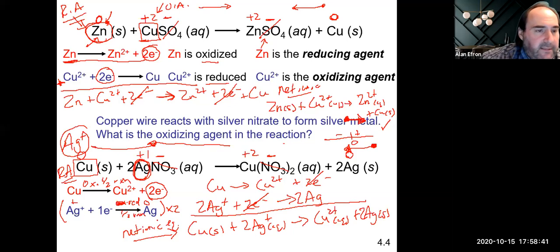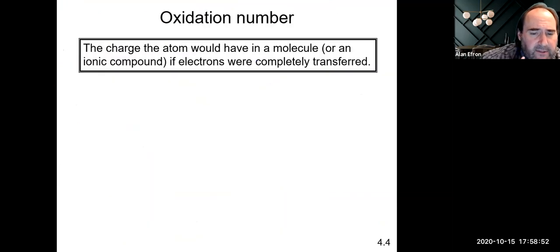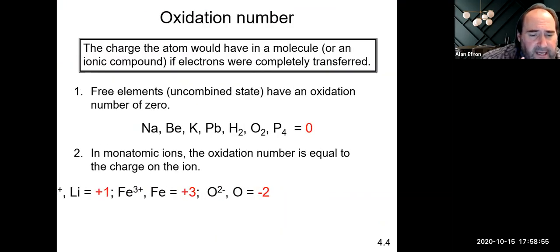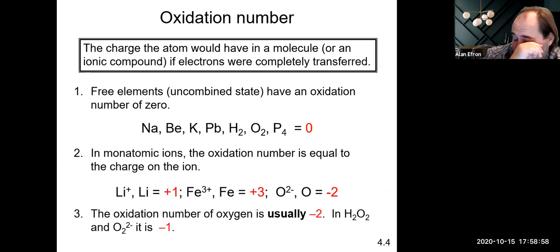So using that number line is a good way to figure out what is being oxidized and what is being reduced. What really helps us understand that is what is known as oxidation number. So we're going to talk about oxidation number here and how to assign oxidation numbers. These are also sometimes referred to as oxidation states. So oxidation number, oxidation state, kind of the same deal. It is essentially the charge that the molecule or ionic compound would have if we had a complete transfer of electrons, based on what it is bound to.